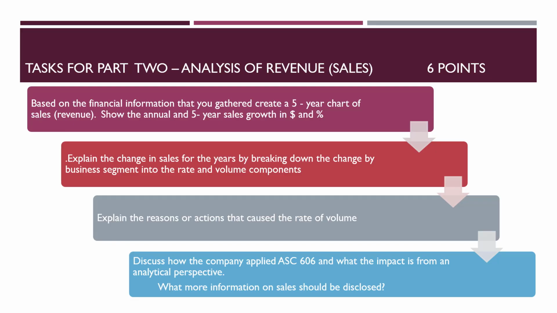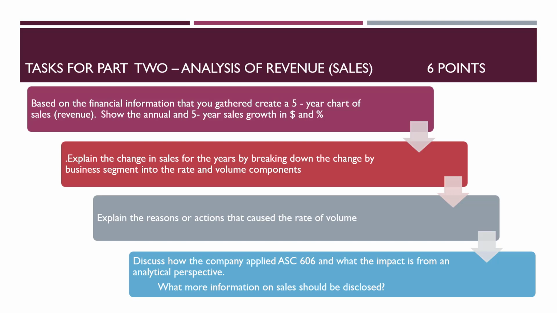Part 2, analysis of revenue or sales. This is probably one of the key parts. What do you want to do? Based on the financial information that you gathered, create a 5-year chart of sales revenue. That's going to come right from your summary income statement. And then show the annual and 5-year sales growth in dollars and percent. You can do this all graphically.